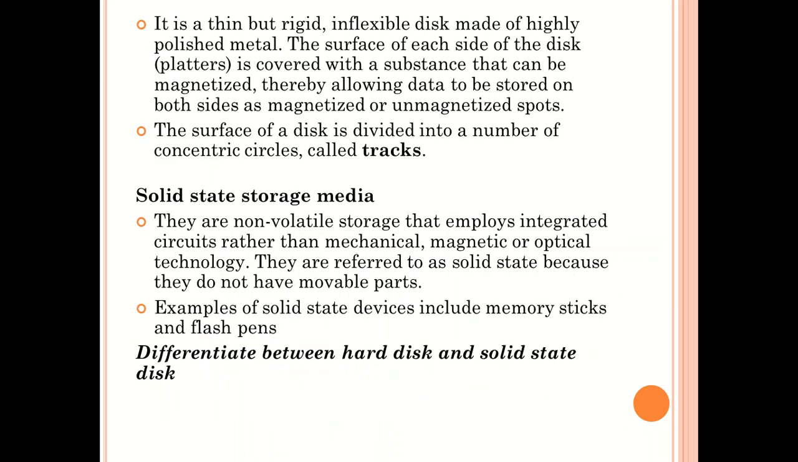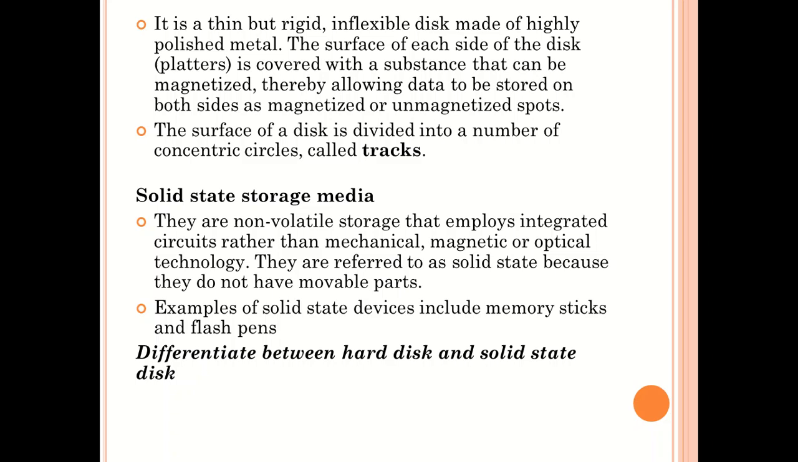And then we have some description, and we are saying that it is a thin but rigid inflexible disk made up of highly polished metal. The surface of each side of the disk is covered with a substance that can be magnetized, thereby allowing data to be stored on both sides on a magnetized or an unmagnetized spot. The surface of the disk is divided into a number of concentric circles, and I've talked about the tracks. So that is where data is going to be stored, in those tracks.